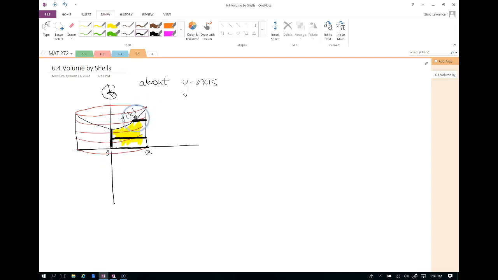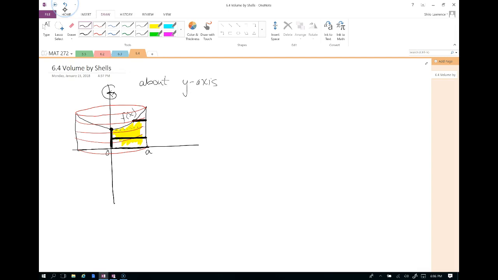So if we wanted to do this using volumes by slicing, we would actually have to break it into two pieces right there where that bottom boundary changes. We would have to do this as two different integration problems and think of it as two different volumes, find their volumes individually and add them back together at the end. That's if we used the disk method. Now with the volume by shells, this is going to be much easier.